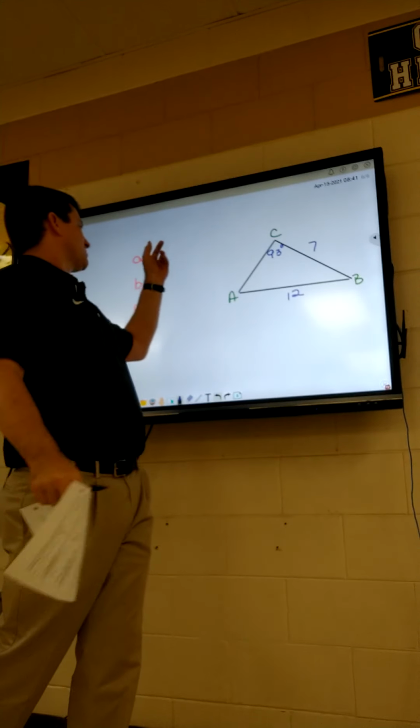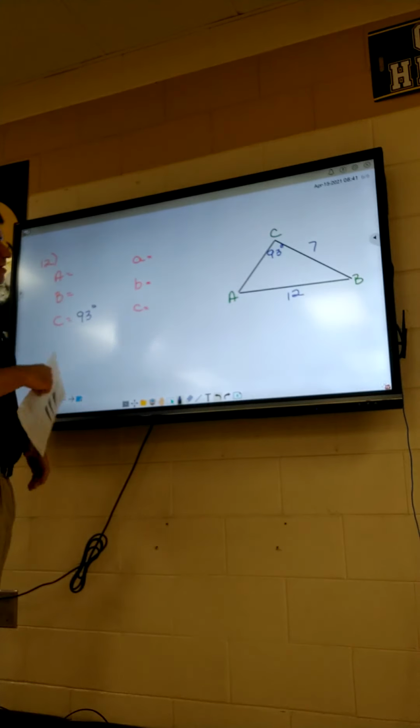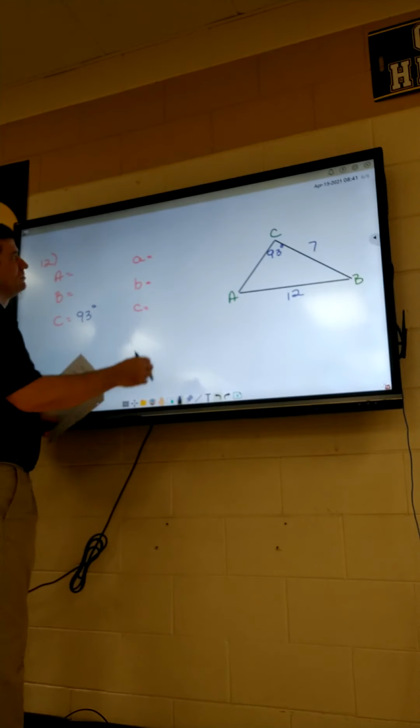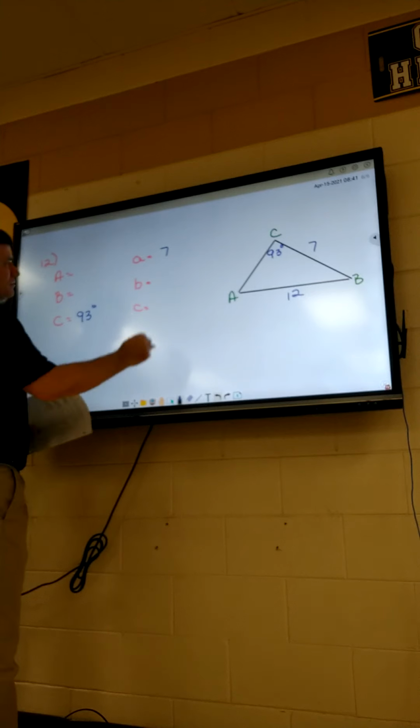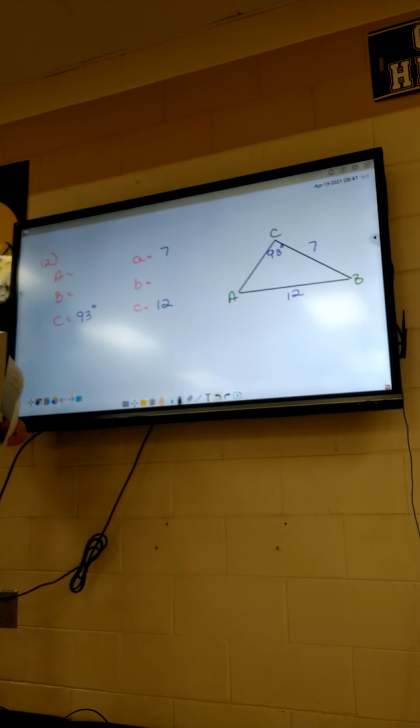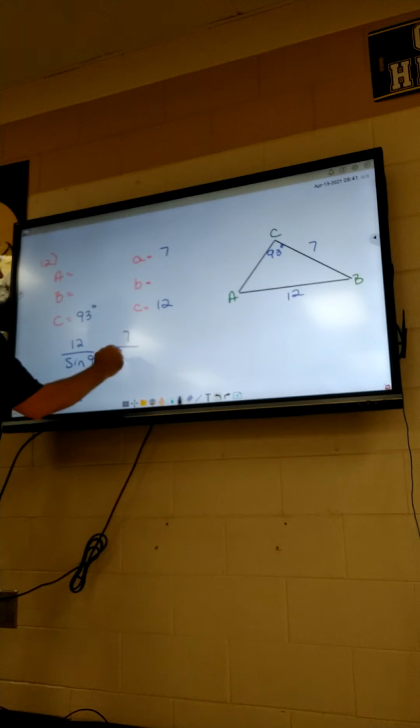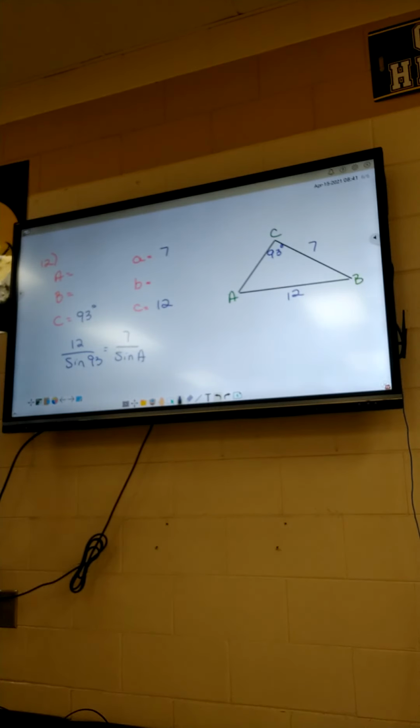LeVar, where does my 7 go in my answer? Would it be A? Little a. Where does 12 go in my answer? C. All right, which letter do I start with? C. Okay. 12 over sine of 93 equals 7 over sine of capital A. All right, Hope, this one's got the extra step because we got to find an angle. So, Hope, I want you to times these two for me right here. Tell me what you get.